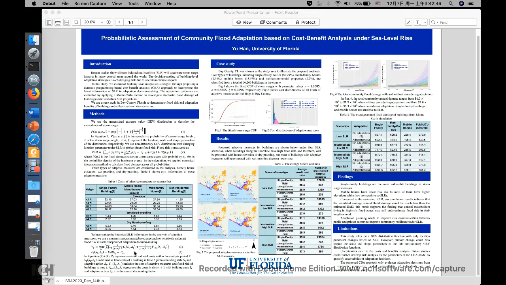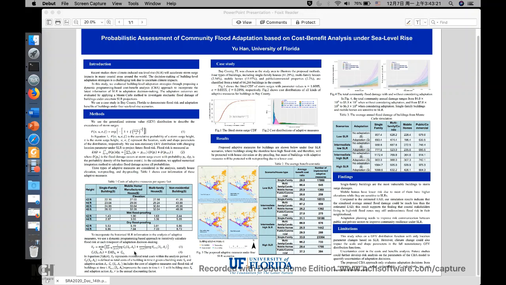Today I will present my study, Probabilistic Assessment of Community Flood Adaptation based on cost-benefit analysis under sea level rise. Given the widespread impacts of sea level rise, the decision-making of building-level adaptation strategy is challenging because of uncertain impacts. In this study, I evaluated building-level adaptation strategy by proposing a dynamic programming cost-benefit analysis approach, and evaluated community adaptation based on Monte Carlo simulation.